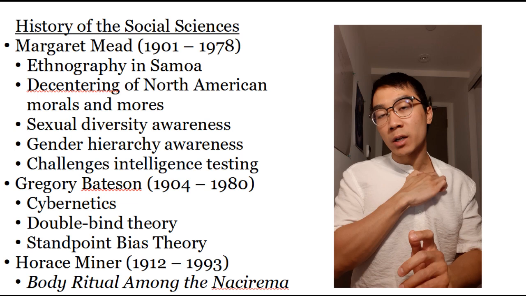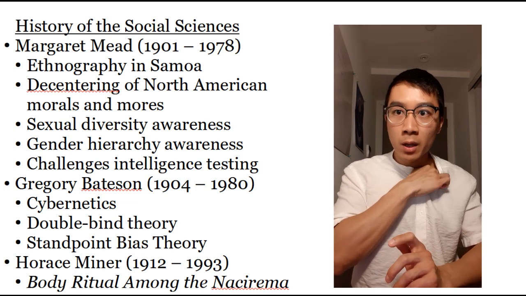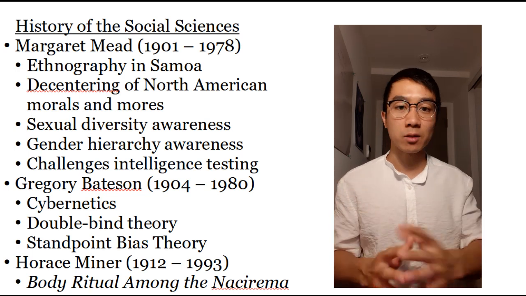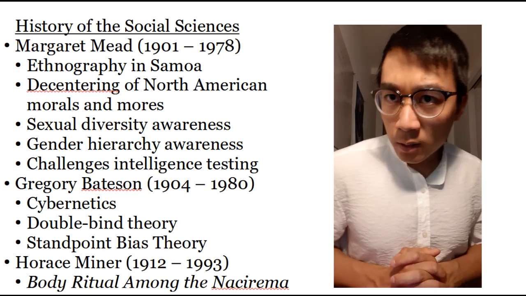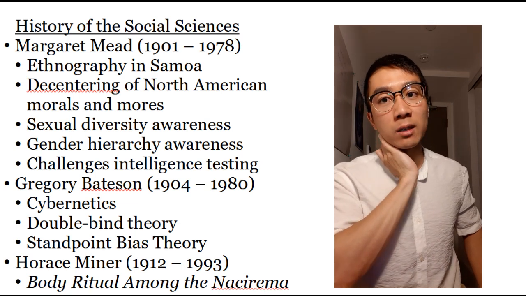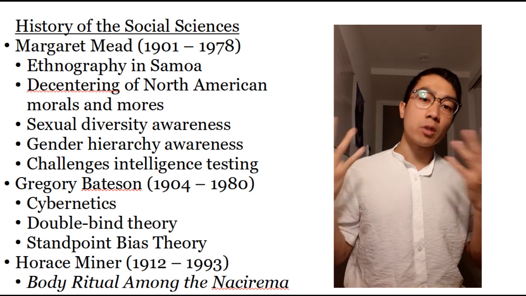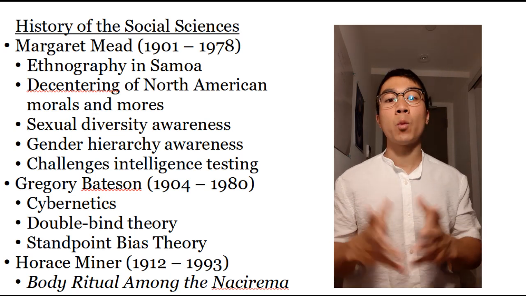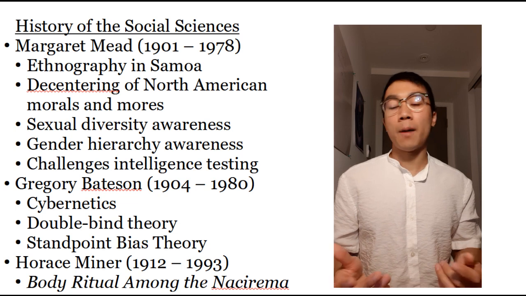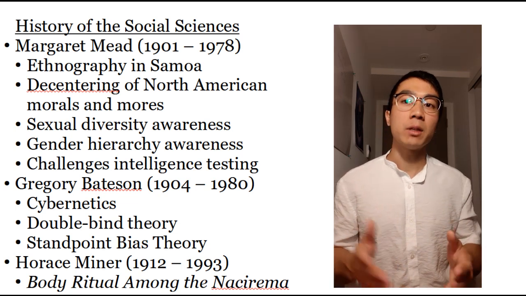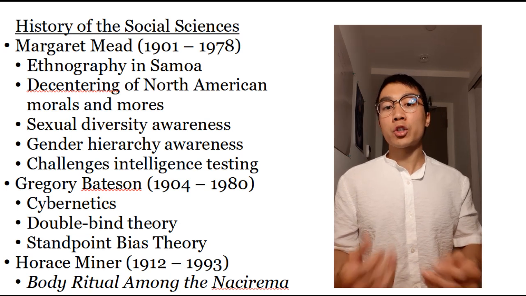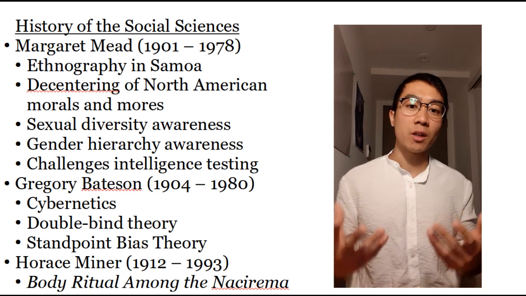Margaret Mead is known for an ethnography of the Samoan people and for decentering North American morals and mores. Mores are kind of like cultural practices, customs, and habits. And this is important because Margaret Mead is also influential in the history of the sexual revolution in the 1960s, and sexual diversity awareness. So she was very influential in getting Western people to see that, hey, you're just basically being a prude. There are different kinds of sexual practices happening amongst the Samoans, amongst other kinds of cultures, that show you that these things are contingent. They're not necessary.